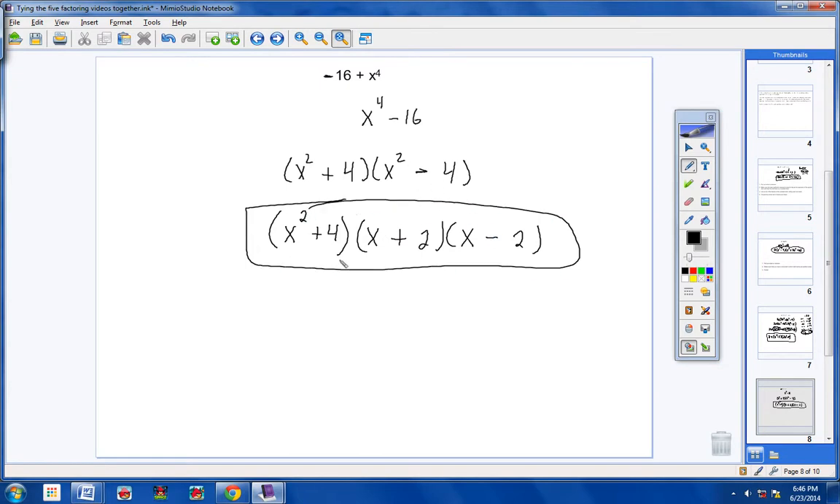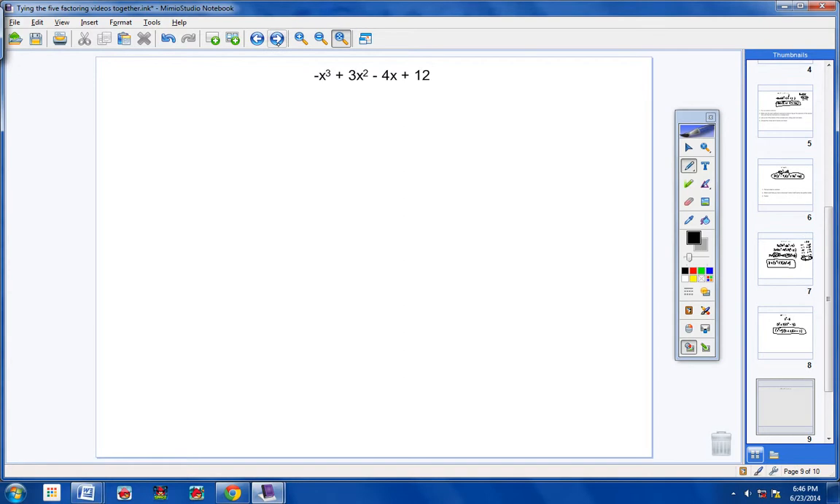So either one of those two factorizations would be acceptable. I would have no problem with either one. Okay? All right, let's continue on. A couple more problems.